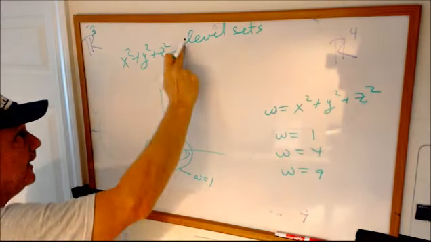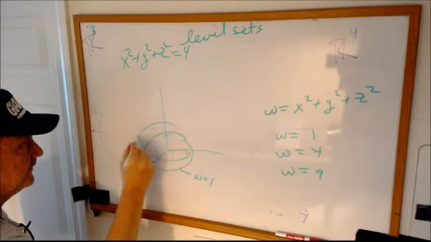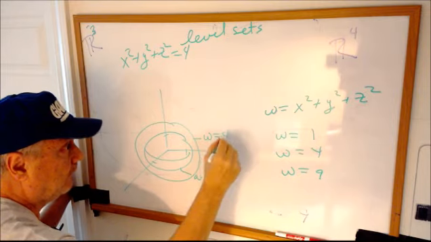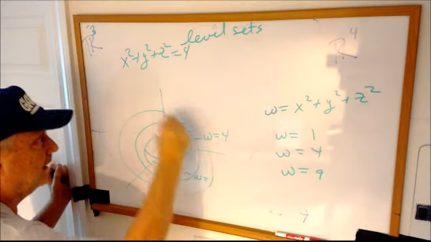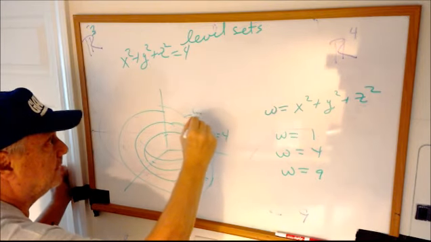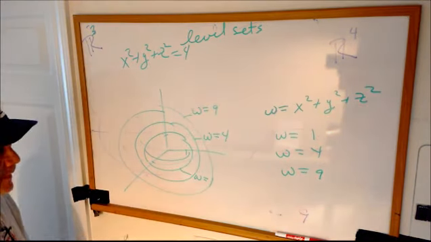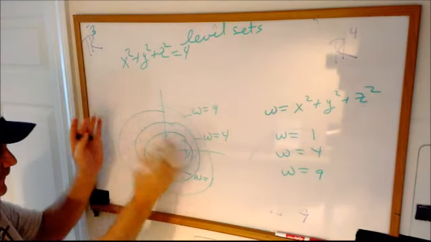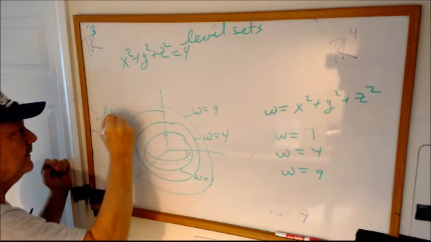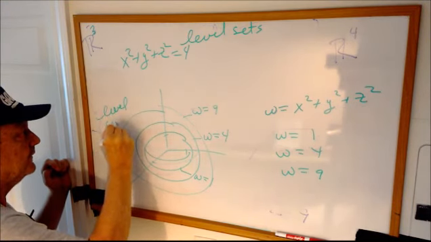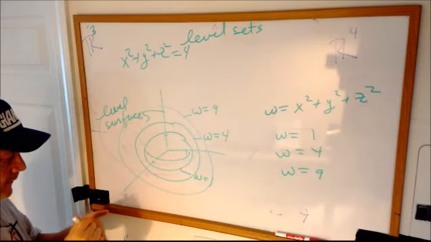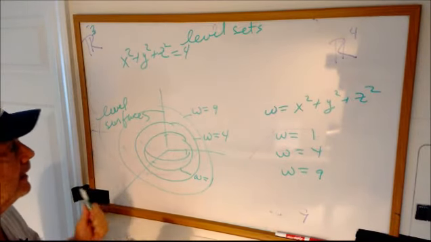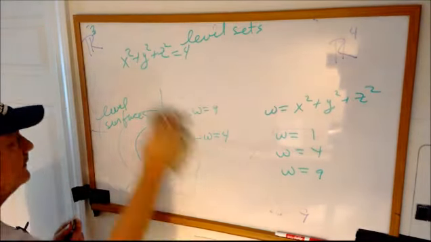And of course, if it's 4, we're going to get a sphere of radius 2. So this is associated with w is equal to 4. And similarly, a sphere, w is equal to 9. So these are 3 level sets. Because they're 3 surfaces, we often call these level surfaces. Okay, that's pretty much what we cover in this class associated with level sets.